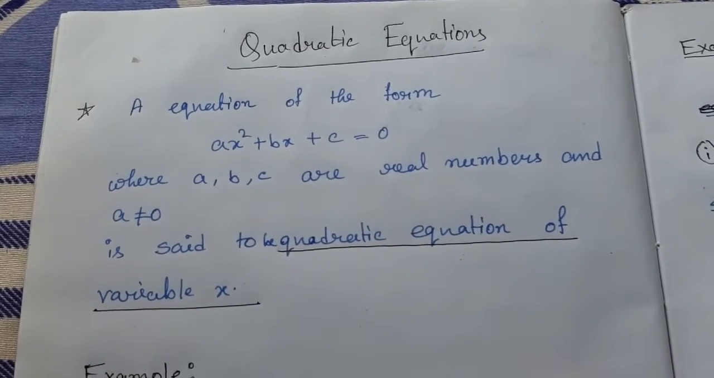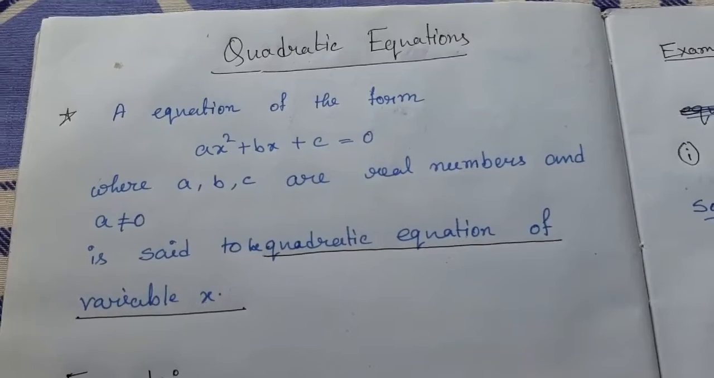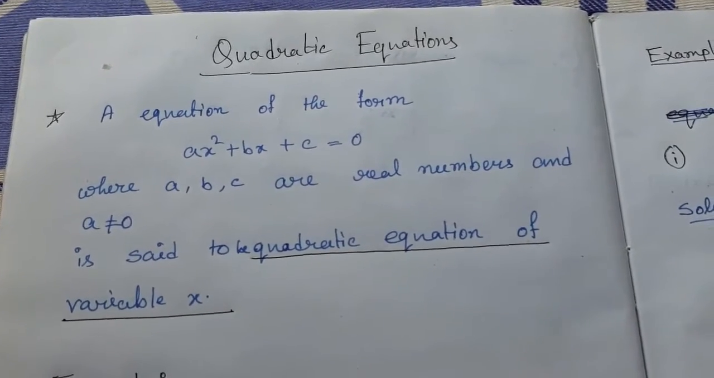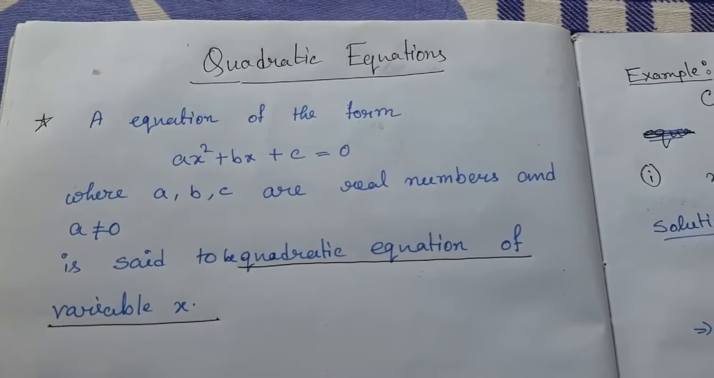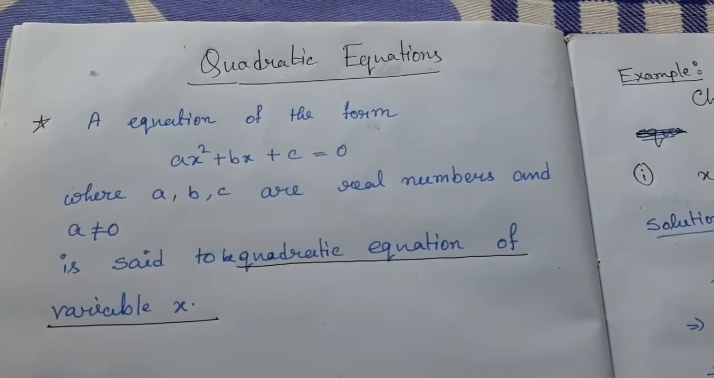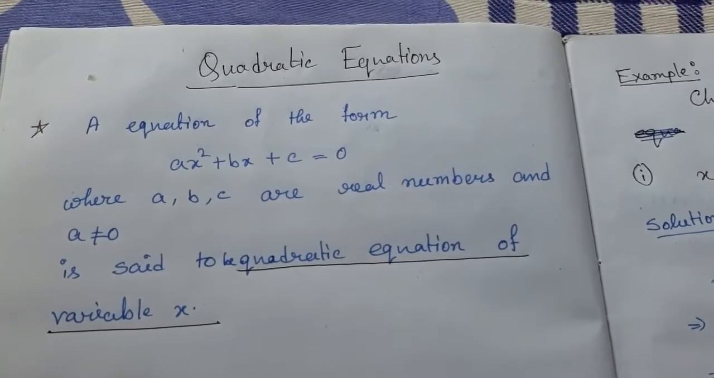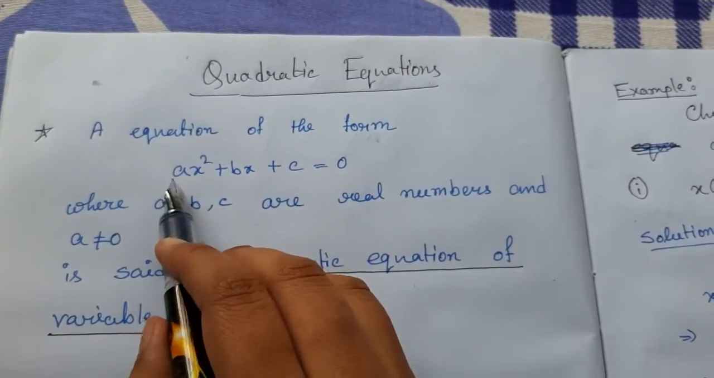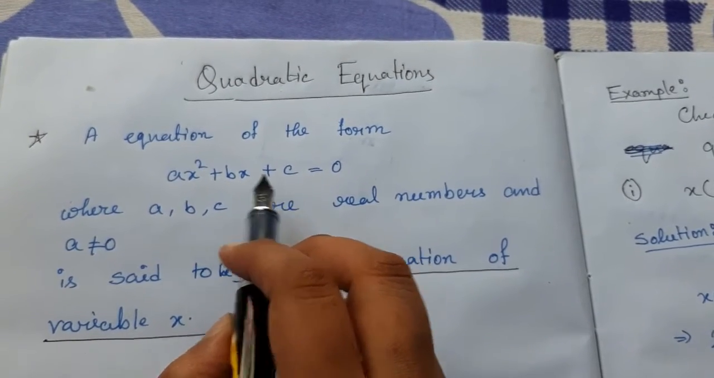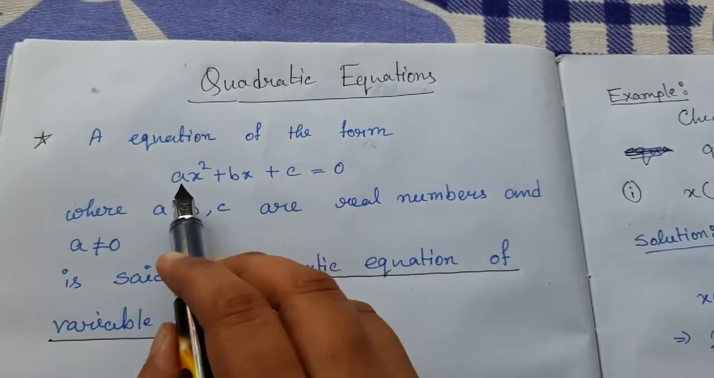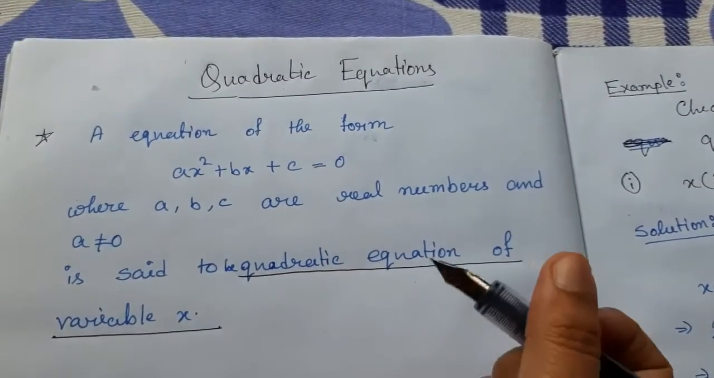It is quadratic equation. First of all, what is quadratic equation? You know about quadratic polynomial, right? Linear polynomial, quadratic polynomial in class 9. What was quadratic polynomial? If the degree of a polynomial is 2, then that polynomial is called quadratic polynomial, right? That means if the polynomial is in the form of ax square plus bx plus c, where a, b, c are real numbers and a not equal to 0, then that polynomial is called quadratic polynomial.